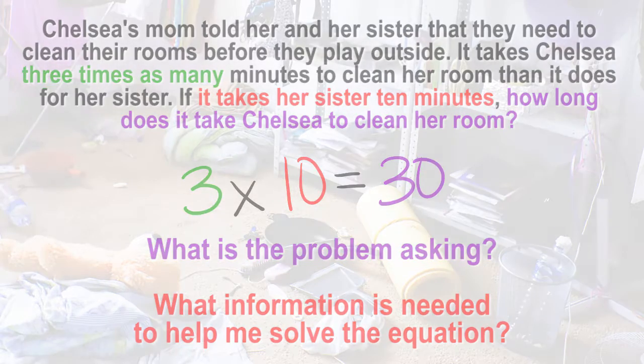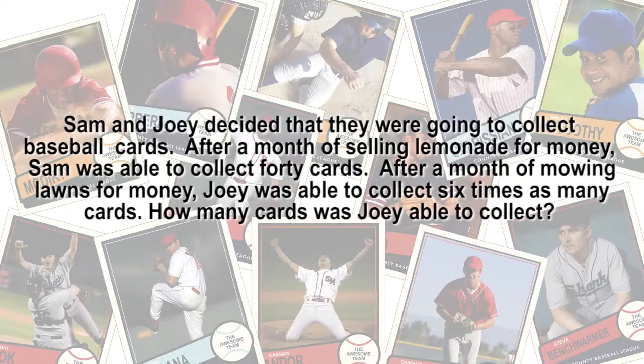Let's look at a second example. Sam and Joey decided that they were going to collect baseball cards. After a month of selling lemonade for money, Sam was able to collect 40 cards. After a month of mowing lawns for money, Joey was able to collect 6 times as many cards. How many cards was Joey able to collect?